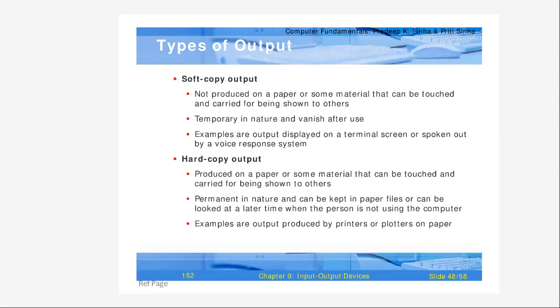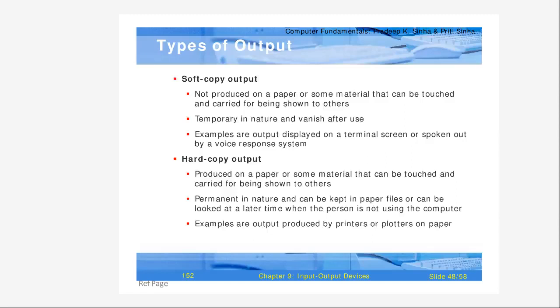अगर आपको सभी को समझाना है, if a number of users are there, then how do you show that document? By spoken out by a voice response system. है कि नहीं? आपको स्पीकर लगा के उसको पढ़ के आपको बस समझाना पड़ेगा. Okay, that's why it is called soft copy output. Simply, if you remember this one, if you create any document or store any document in a computer, then that is called soft copy.